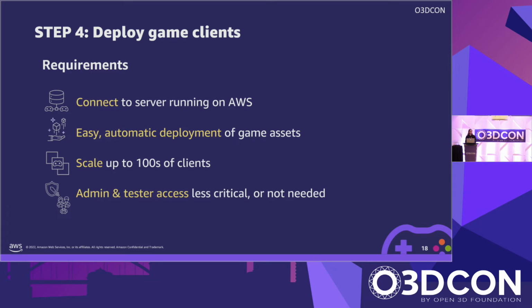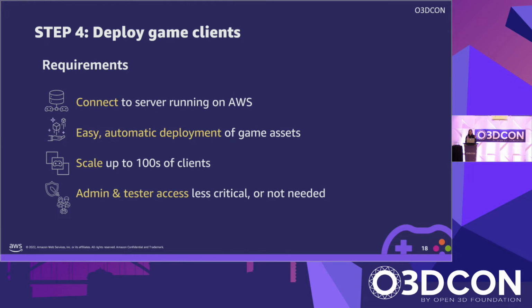Okay, so we've got a server now. How should we actually run the clients? Well, they need to be able to connect to the server that's within our VPC. And we still want them to be easy to deploy. But unlike the server, we want to be able to easily scale up how many copies of these are actually running so that we can test our game under different numbers of players.